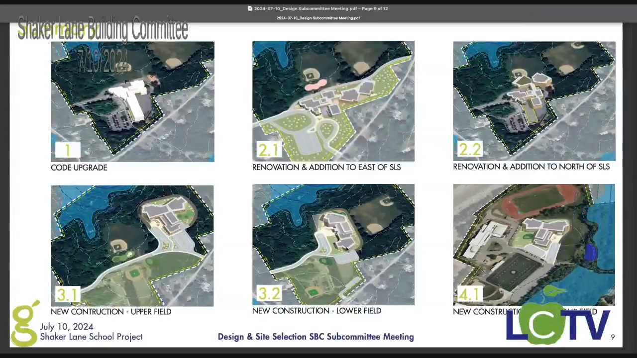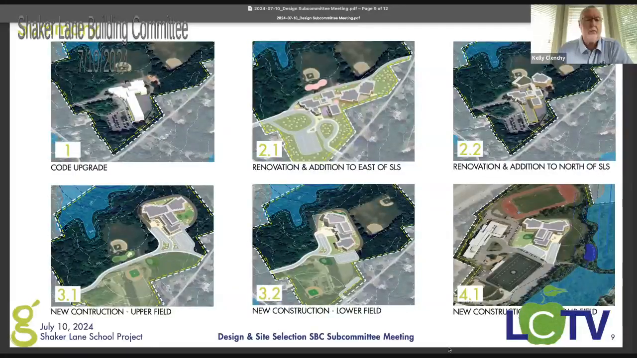We can add one more thing. 3.2 will be a little bit more difficult on the construction side because of the access. 3.1 has a much better access for construction, keeping it out of the school operations, so you can keep it to the far right side of Shaker Lane, and that would lessen the impact on the work of the construction people. Any comments in terms of preference between 3.1 and 3.2?